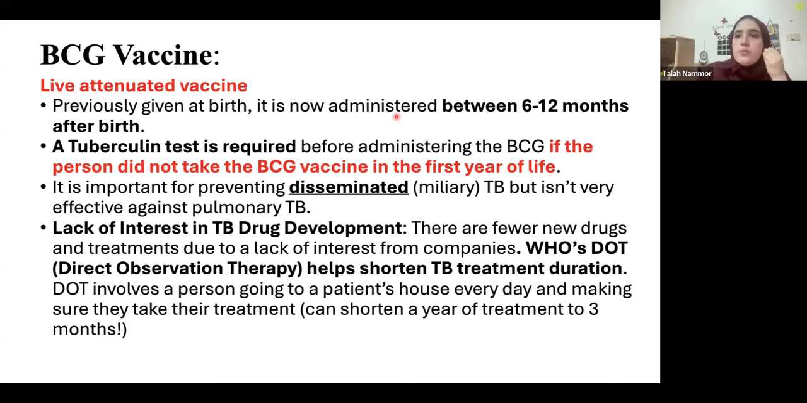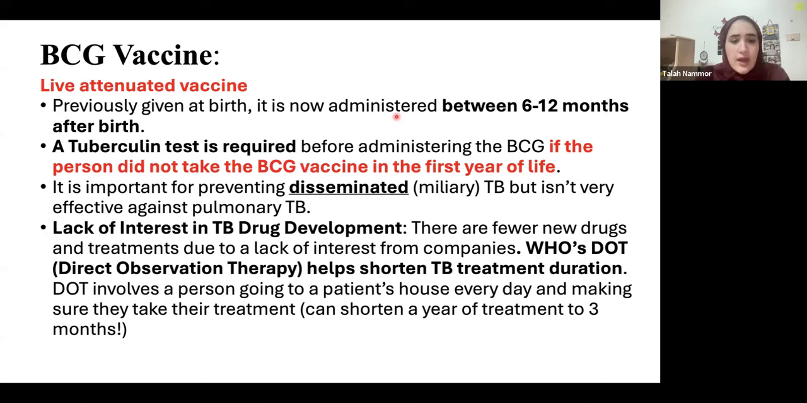You have to know that BCG only protects from disseminated TB. What is disseminated? The TB that's not in the lungs. So the TB that's in the liver, the body, Pott's disease, all of these that disseminated out of the lungs, BCG can protect from.